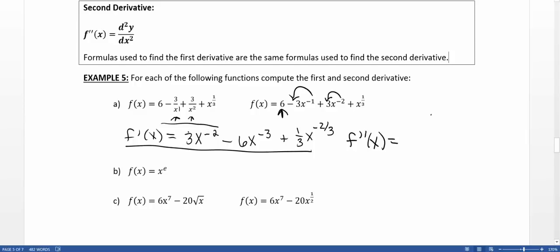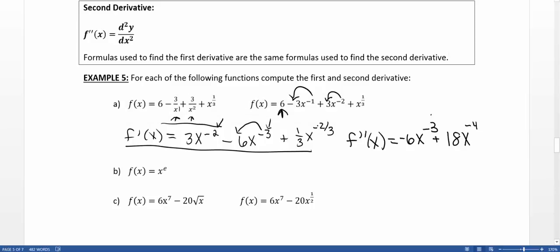So the negative 2 will come down to multiply the 3, giving me negative 6x to the negative 3, because again, I'm subtracting 1 from the power. The negative 3 is going to come down and it's going to multiply the negative 6. So I'm going to get plus 18x now to the negative 4 because I subtracted 1 from the power.